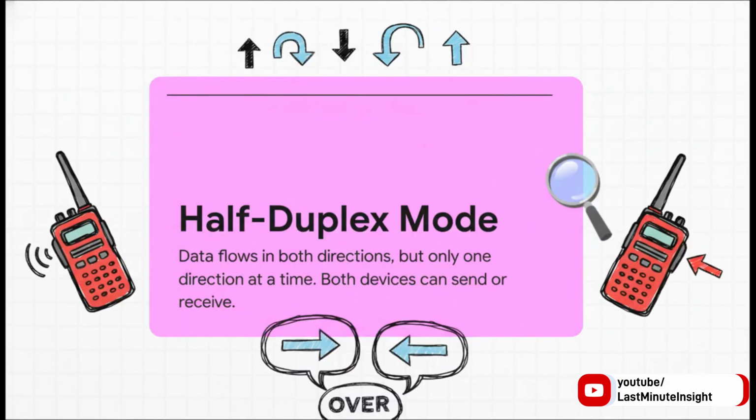Now, what happens if you need a reply, but you have to take turns? Well, that's where half duplex comes in. And the perfect way to think about this is a walkie-talkie. You can talk or you can listen, but you cannot do both at the same time. It's that classic conversation where you have to say over just to let the other person know it's their turn to speak.